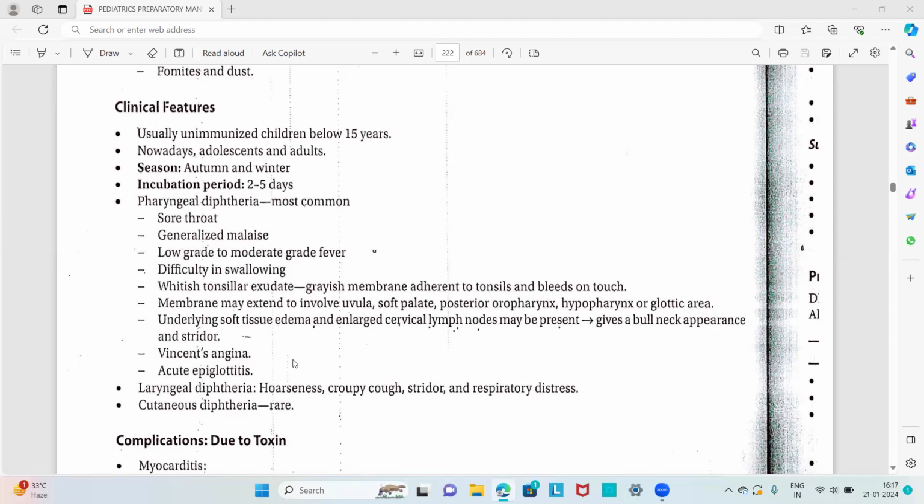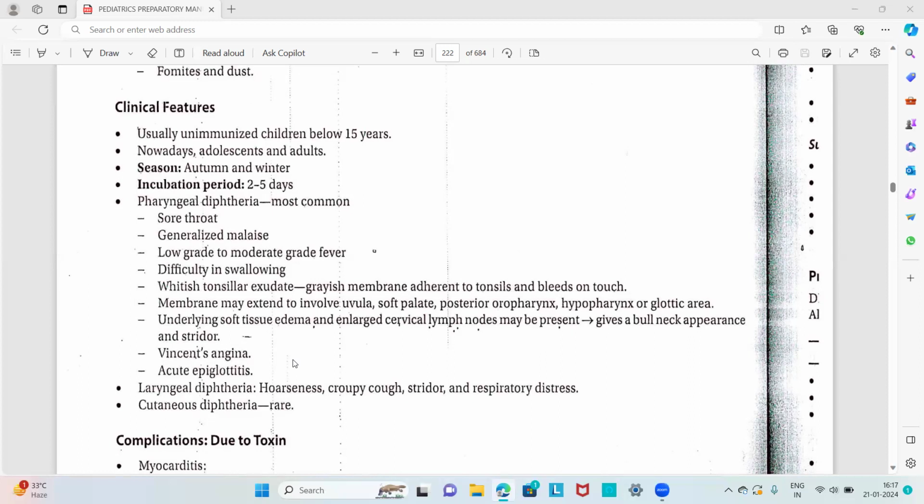and underlying soft tissue edema and enlarged cervical lymph node, which may also prevent, which may give a bull neck appearance and stridor. And also the child may present with Vincent's angina, that is, there will be a swelling at the submandibular area, and also acute epiglottitis will be there.